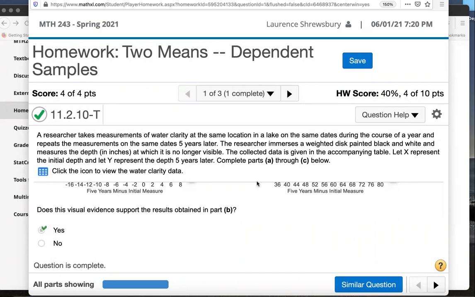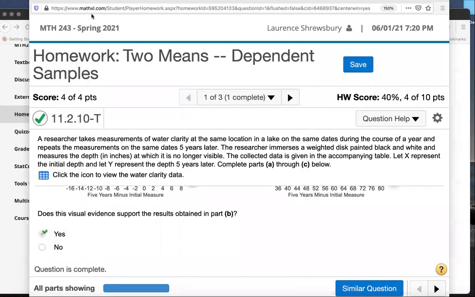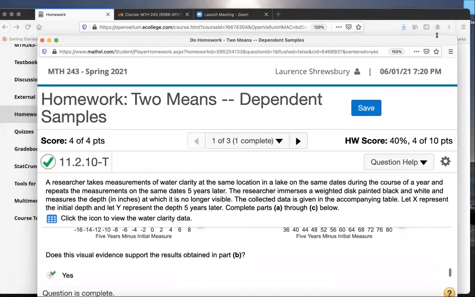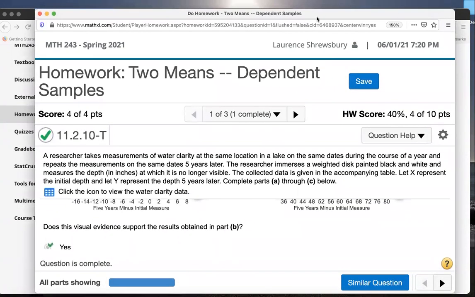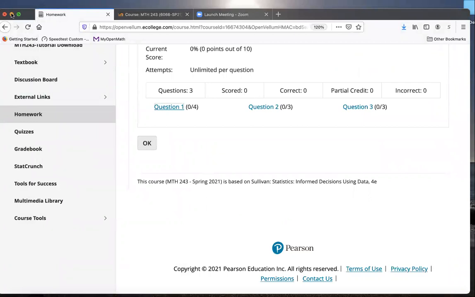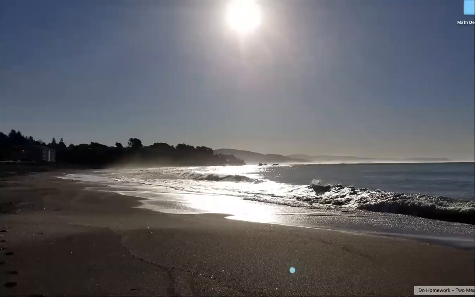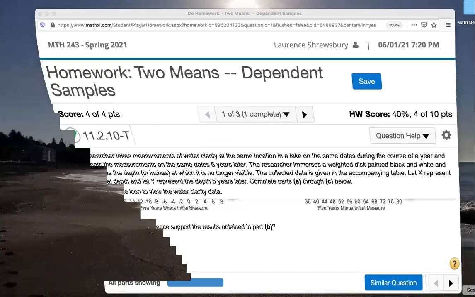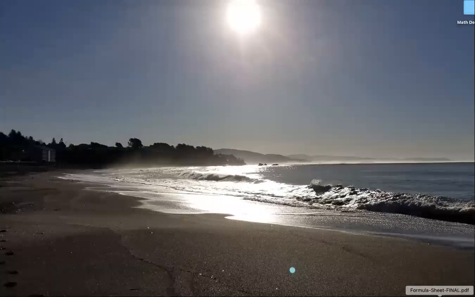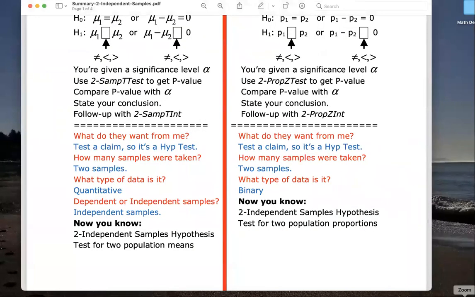So now let's talk about when we don't have matched pairs, when they're independent. So I'm going to go back to that other document. Set that aside. Oh, not you. I just clicked on the wrong one. There we go.